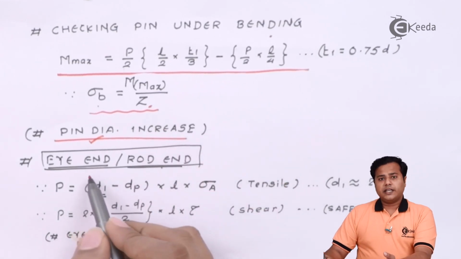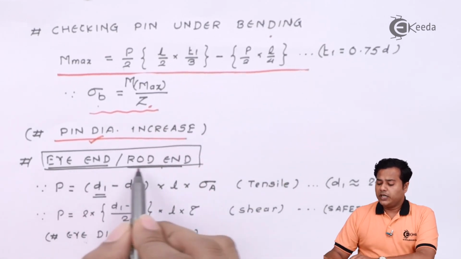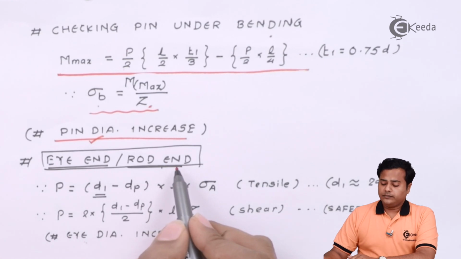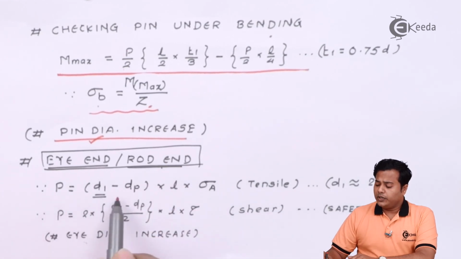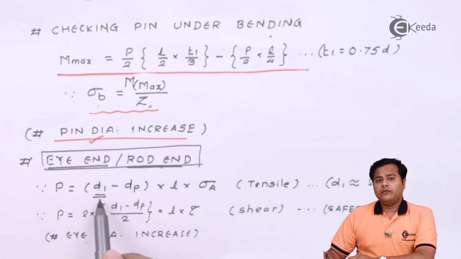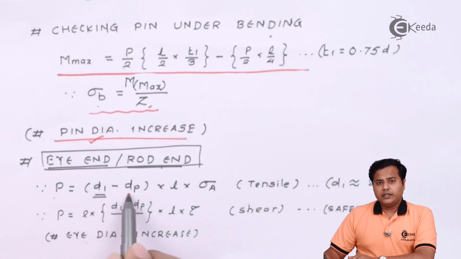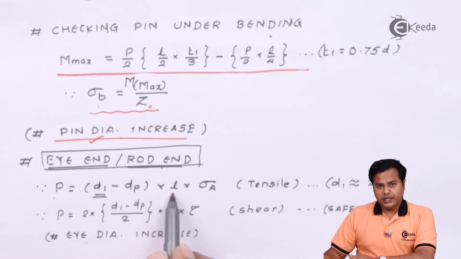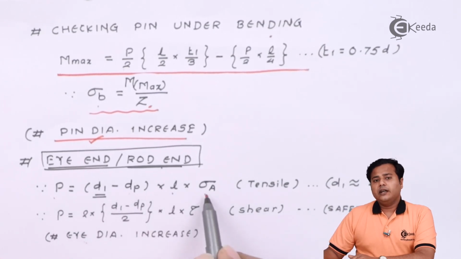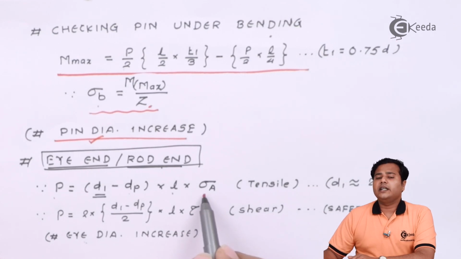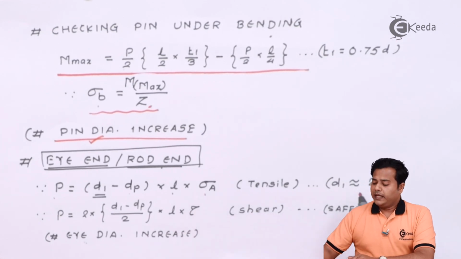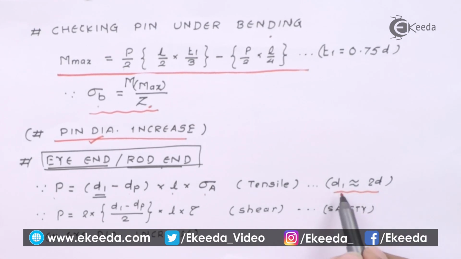Next part, the second part of this numerical, will be based on eye end or rod end design. In the beginning only, we will find out the diameter of eye end, so that will be D1. So P is equal to the projected area D1 minus DP into the length, into the allowable stress, because we are considering that it is failing under tension. It is found that D1 is almost equal to twice the diameter of the rod.